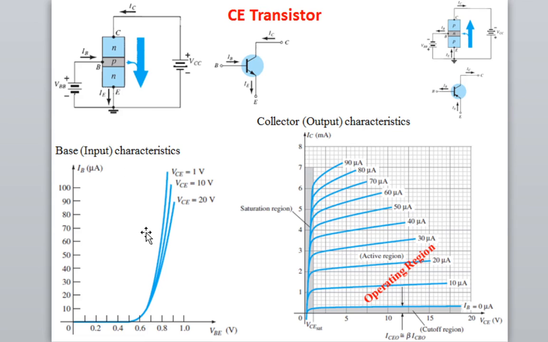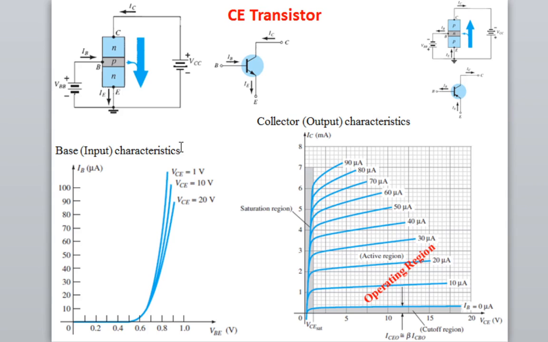If you see input characteristics, it means you have to measure the input current. You have to plot a curve between input current and input voltage. So what is the input voltage here? You are applying voltage between the base and emitter junction, base and emitter. If you change the input voltage, that is the base emitter voltage, and see how the input current is changing, and you plot a curve, that gives basically a characteristics curve. So this is known as the base characteristics curve or input characteristics curve.